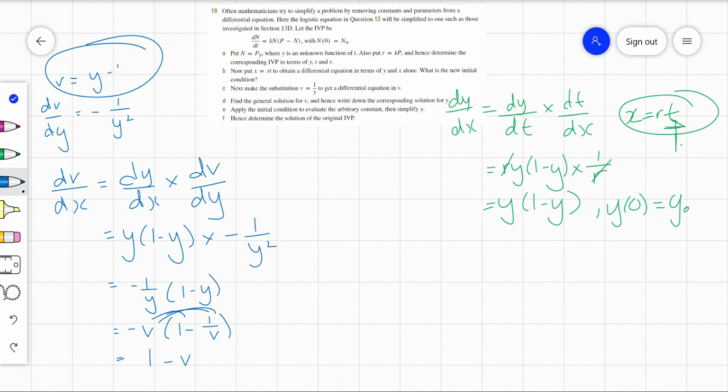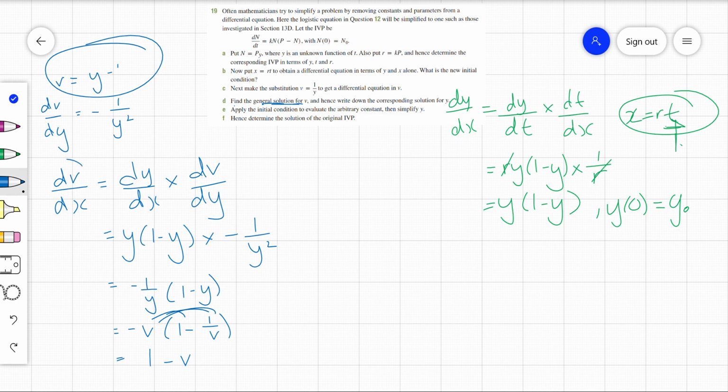So this is now a differential equation in v. Now it says find the general solution for v here. So part D, find the general solution for v. So we are going to integrate and see if we can find it.